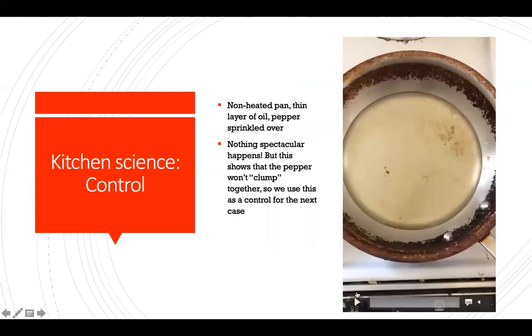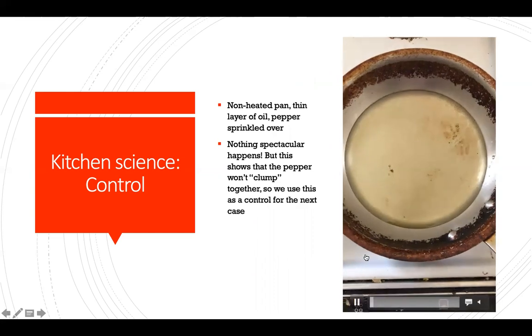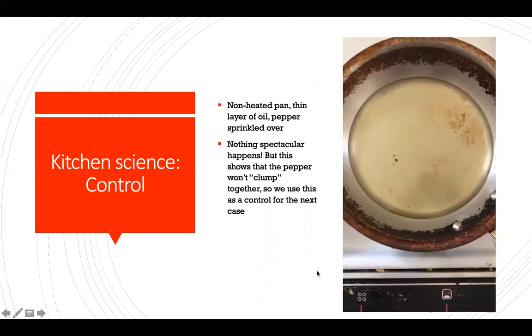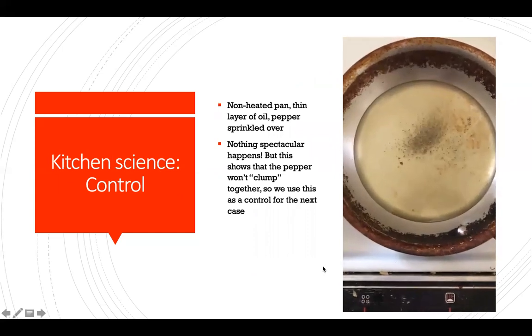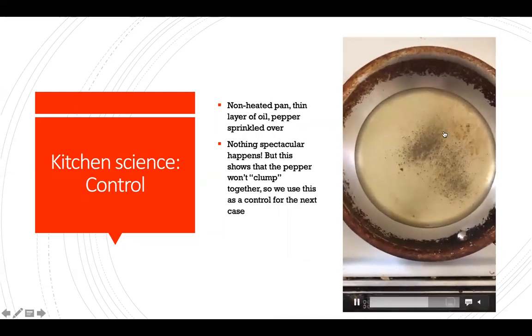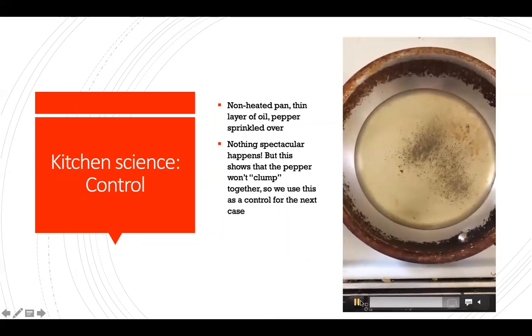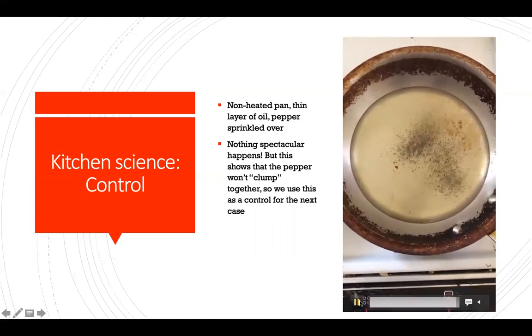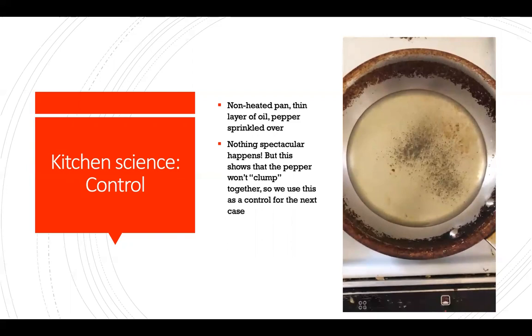So now, a cool demonstration. This first video I'm going to show is essentially a control. So there's a non-heated pan. I've put a thin layer of olive oil in the pan and then sprinkled pepper over just to see what happens when we do that as a control. So again, there's no temperature gradient here. We see that there is a little bit of clumping in the pepper when you sprinkle it over, as might be expected, but nothing substantial, nothing that looks too much like convection cells. So there's nothing really spectacular here, but it does show that the pepper won't clump together, so we can use it as a control for the next case.